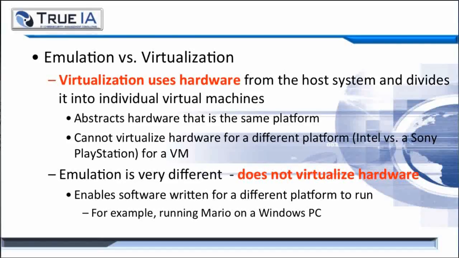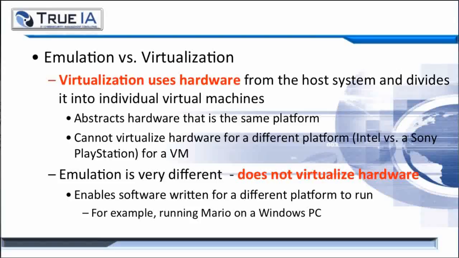So there's confusion between what is virtualization and what is emulation. Virtualization uses hardware from the host system and divides it into individual virtual machines. It abstracts hardware that is of the same platform. It can't virtualize the hardware itself for a different platform. That's like trying to make an Intel processor be a Sony PlayStation.